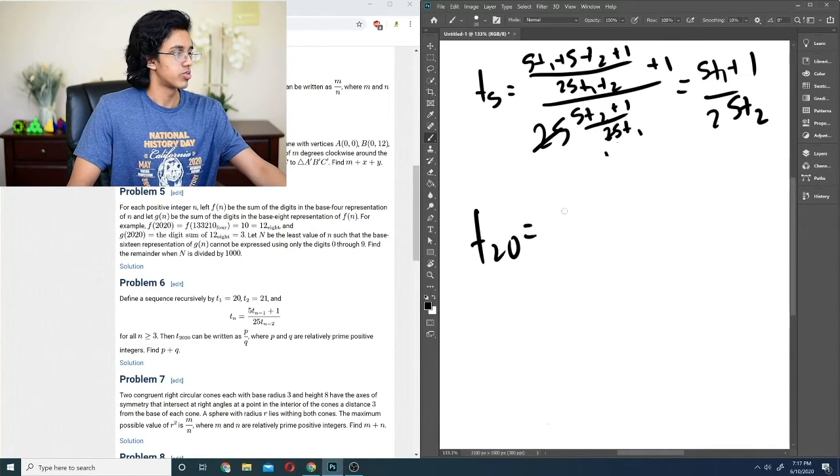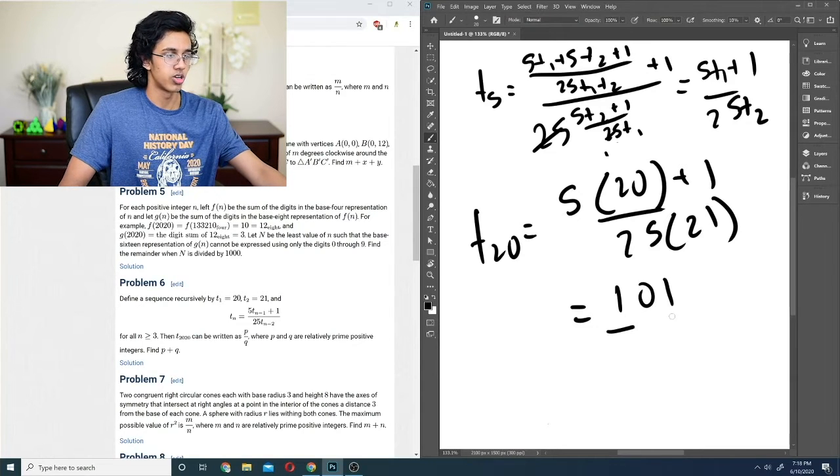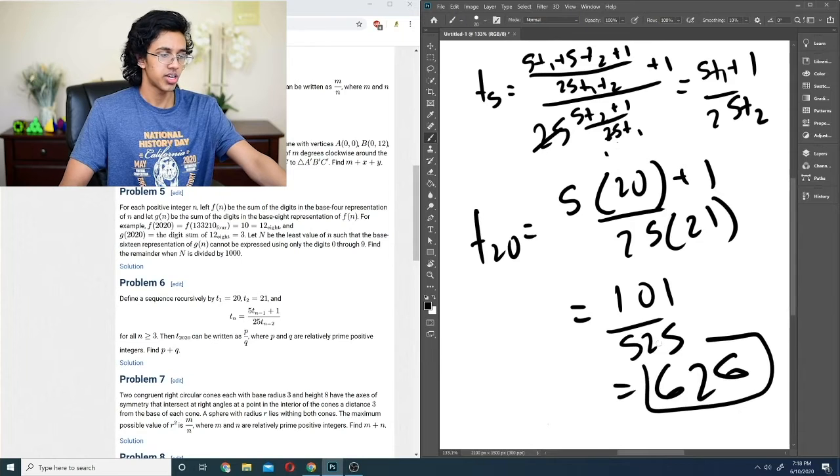T20 is equal to 5 times 20 plus 1 over 25 times 21. And this is simply equal to 101 over 525. So your answer is going to be 626. That is crazy stuff.